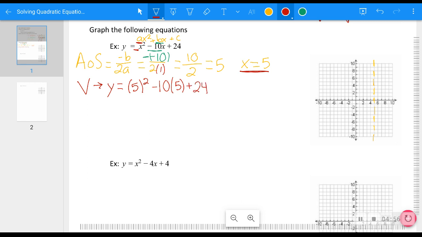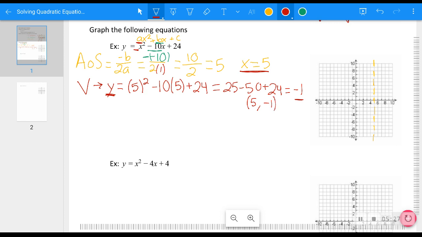So that's going to equal, these numbers you can plug into your calculator, but that'll be 5 squared is 25, minus 5 times 10 is minus 50, plus 24, and that's going to equal negative 1. So that's what my y equals. If you look all the way back over here at the start, y equals negative 1.